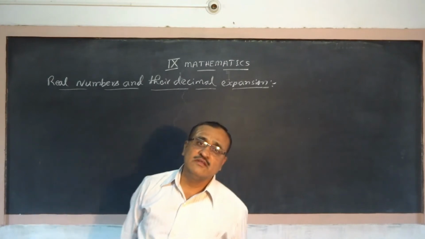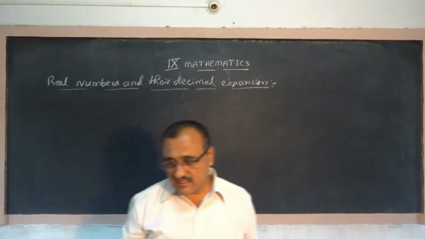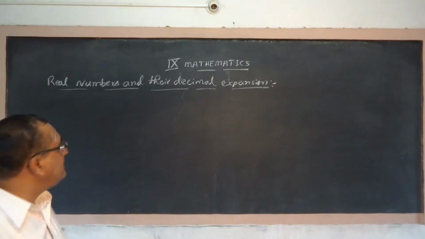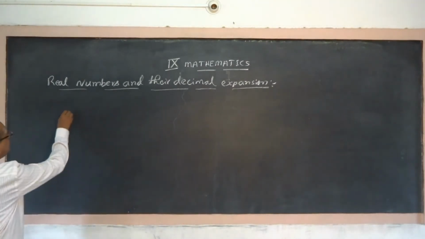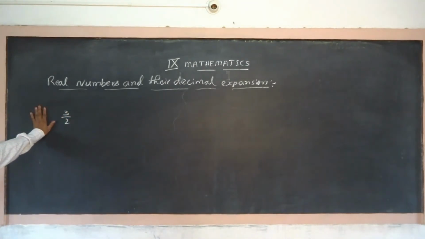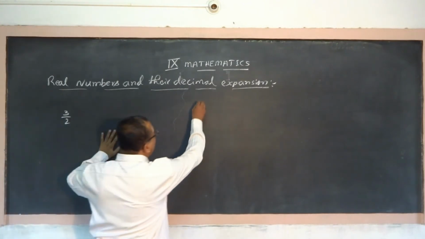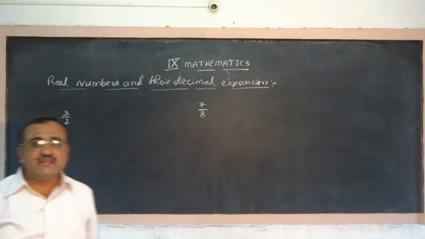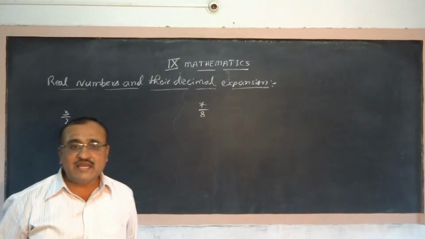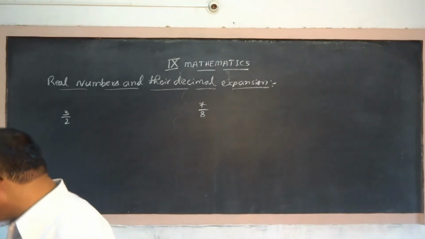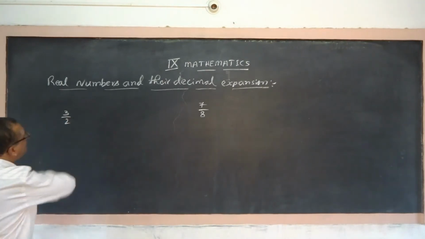So now let us take some real numbers. What are the real numbers? Let us take 3 by 2. It is a real number. That means it is a rational number. We have seen that. 7 by 8. It is a real number. That means it is a rational number. Or 8 by 7. We can consider reverse order. 7 by 8. Okay. 3 by 2.